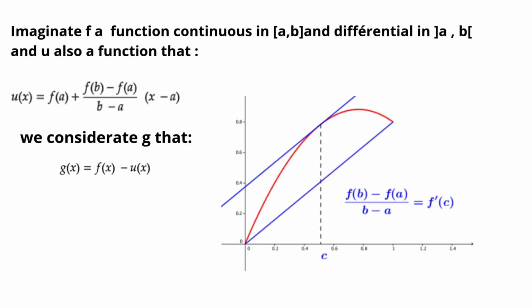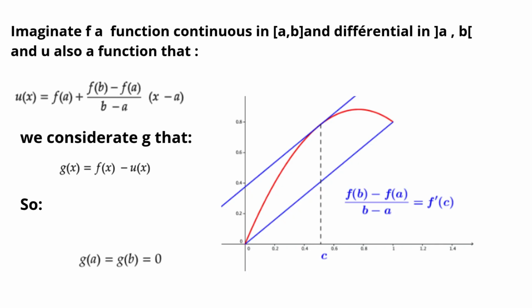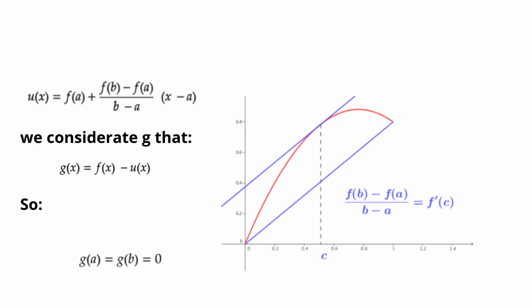Now, let's define a new function g of x, which measures the difference between f and u. g of x equals f of x minus u of x. This function g tells us how much f deviates from the secant line. Let's check the values of g at the endpoints. At x equals a, we get g of a equals f of a minus u of a equals 0. At x equals b, we also get g of b equals f of b minus u of b equals 0. So g is 0 at both ends. g of a equals g of b equals 0.